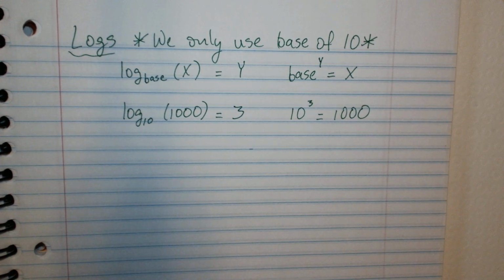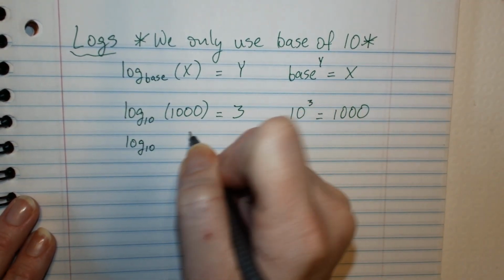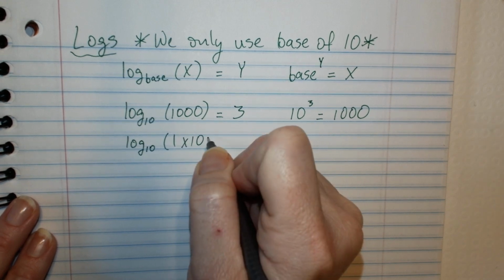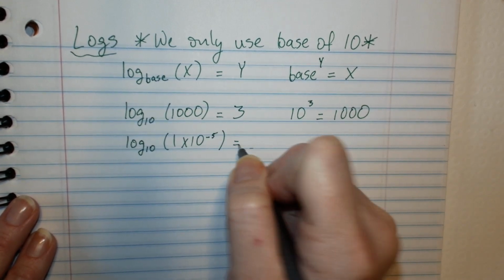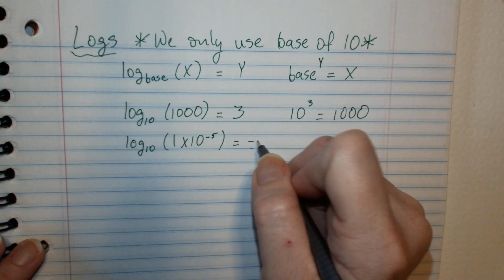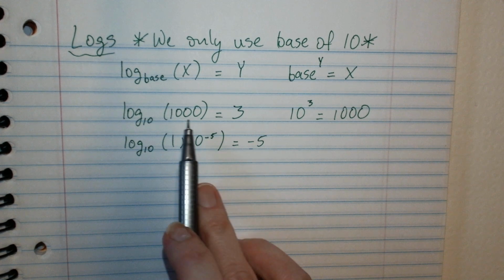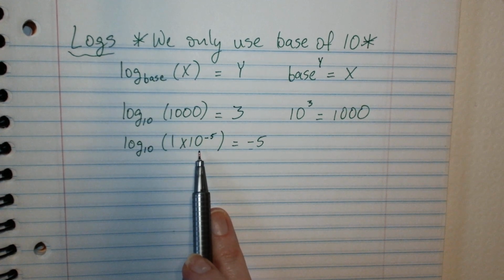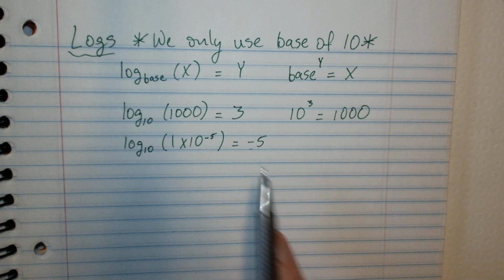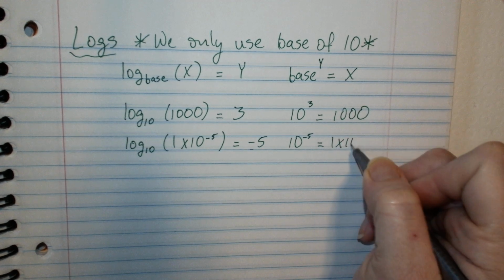Let's say we threw a negative in there. It doesn't really affect anything much, okay? So let's say I had log base 10 of 1 times 10 to the negative 5th. Well, that would equal negative 5. Because if we're taking log base 10 of something times 10, this is like 10 to the third. This is like 10 to the negative 5th. So it is negative 5. So 10 to the negative 5th literally does equal 1 times 10 to the negative 5th.